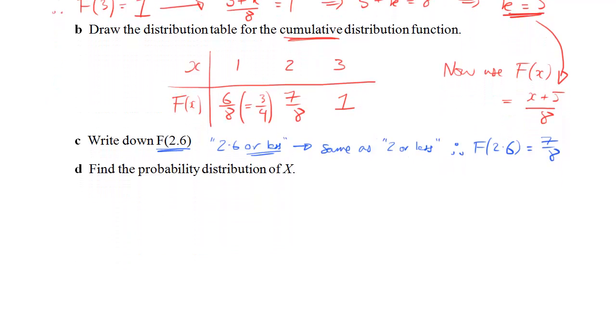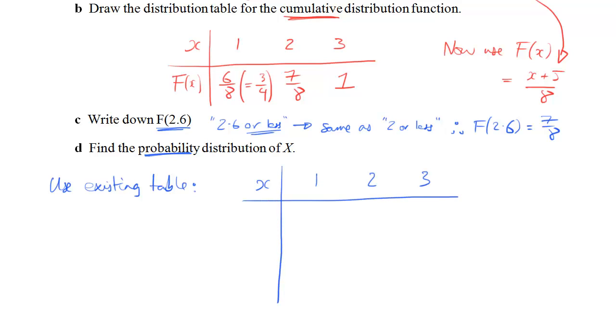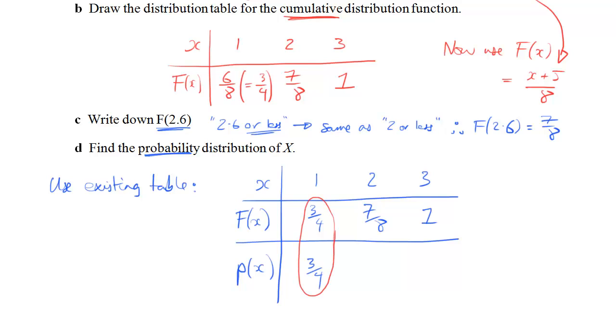Finally, to find the probability distribution of x, we just take the table that we've just generated, and we're going to use the bottom line to let us work out what the probabilities are. Okay, so I'll just populate this with the three cumulative distribution function values that we've got. And the probability of x being 1 is equal to 3/4. Now think about that for a moment. That's the same as the probability of it being less than or equal to 1. And that makes sense because it can't be less than. So it's just the or equal to. So these first ones are always equal for f of x and p of x.